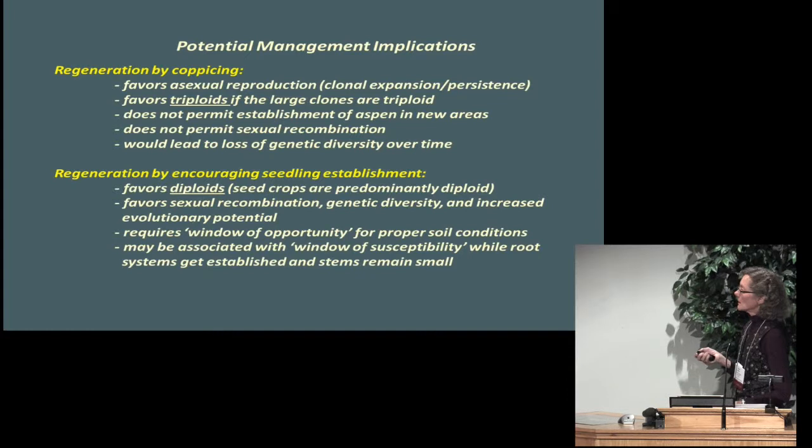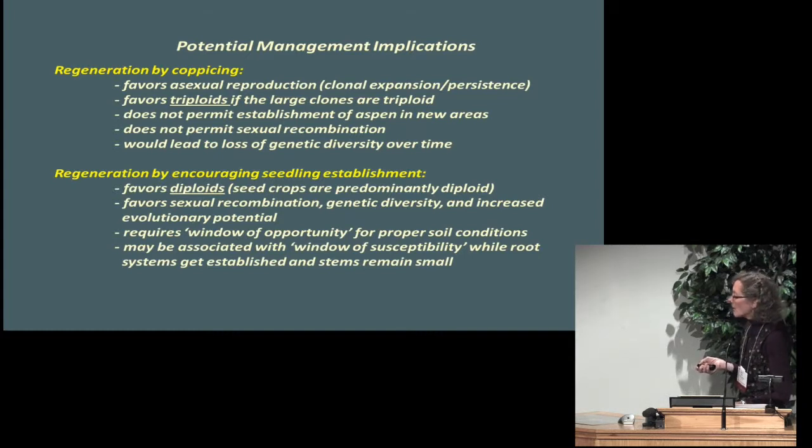In addition, it doesn't allow you to do sexual recombination, which leads to genetic variation and adaptability. And it leads to the loss of genetic diversity over long periods of time. By contrast, if you regenerate by trying to encourage seedlings, you're going to favor diploids because the seed crops are going to be mostly diploids. You're going to favor sexual recombination, favor genetic diversity, and increase the evolutionary potential.